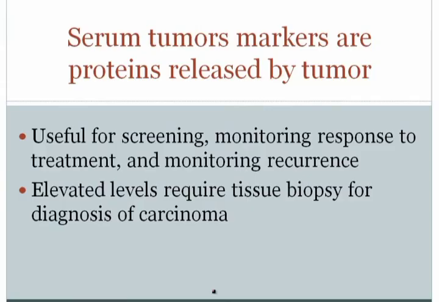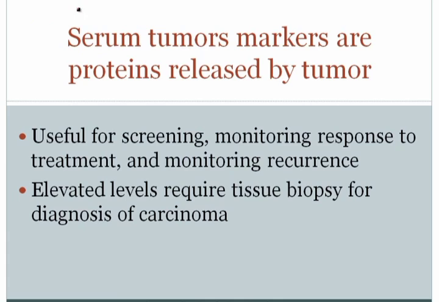Now, another way by which we can classify tumors and follow the treatment and response of tumors are serum tumor markers. What are serum tumor markers? These are proteins that are released by the tumor. They are released, obviously, into the serum. Now, these serum tumor markers can be useful in three circumstances. Some serum tumor markers are useful as a screening test. For example, PSA is a protein that's released by prostate cancer, and it gets released into the blood, and we can then detect it in the blood, and so it's useful as a screening test.